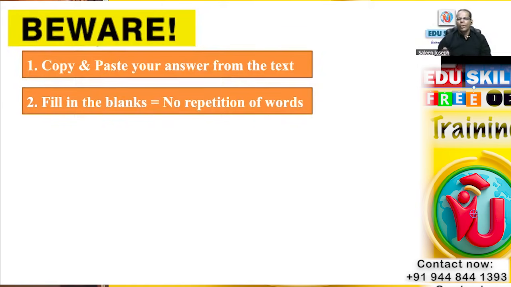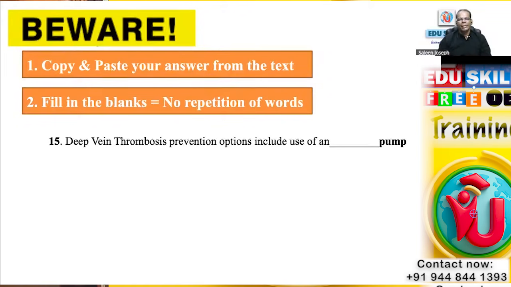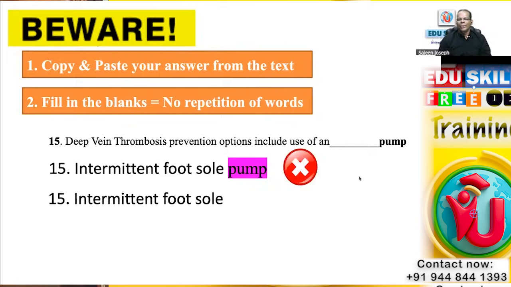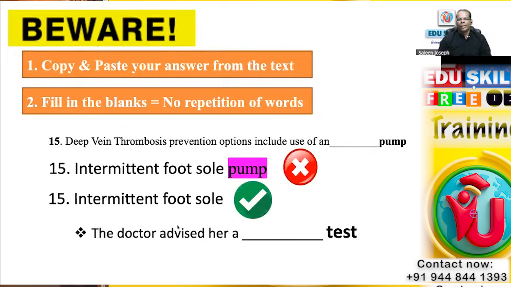Fill in the blanks, no repetition of words that I have explained. Like pump, you can't write. For example: its prevention options include use of dash pump. Intermittent foot sole is the answer, not intermittent foot sole pump. People will think it is so easy, so they will write in the answer booklet intermittent foot sole pump. That is wrong because pump repeats here. So the answer should be only intermittent foot sole.